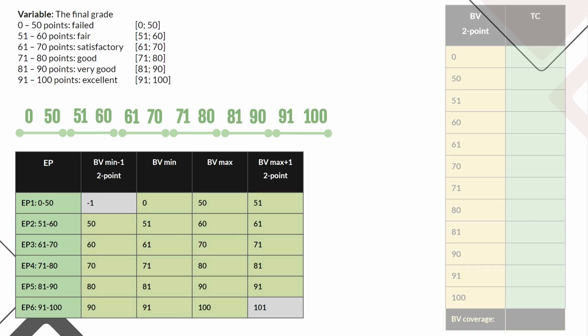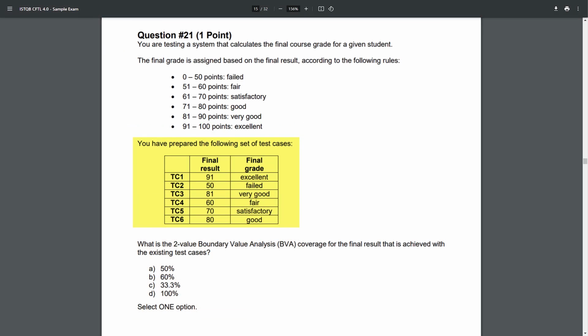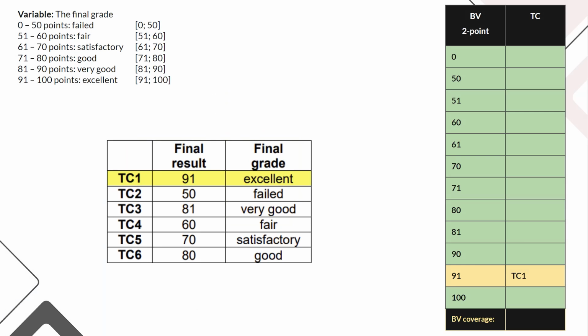Next, we create a table with test cases and consecutively write down all the values which we defined, 0, 50, 51, and so on. Until we write down all the boundary values and their neighbors, as we used two-value BVA, all the test cases will be boundary values, those which are defined on the line. Next, we copy the table from the question, where we have 6 test cases. And we will fill the table with test cases.